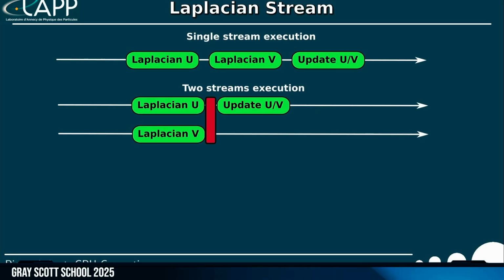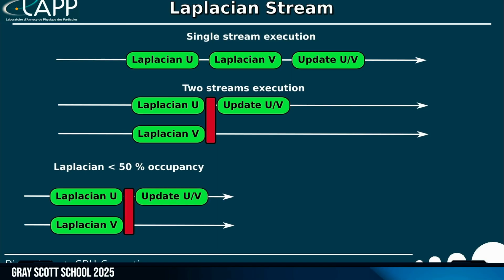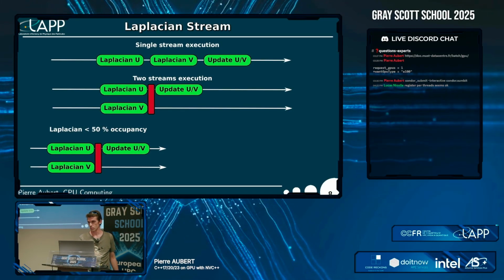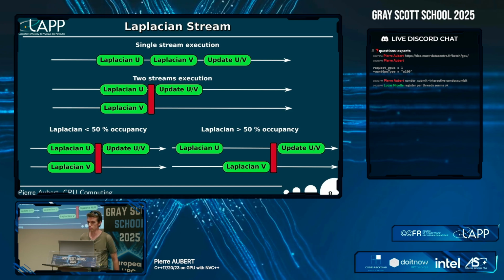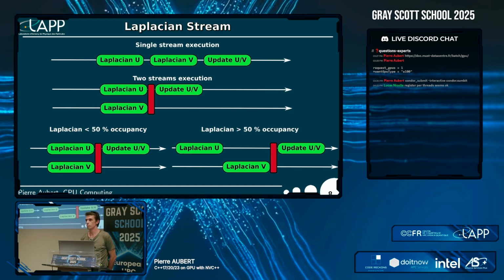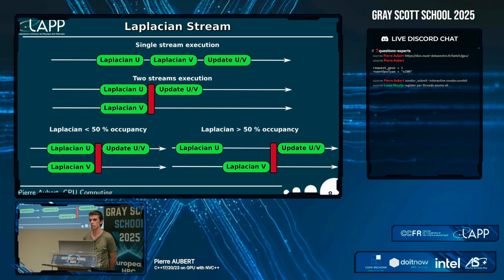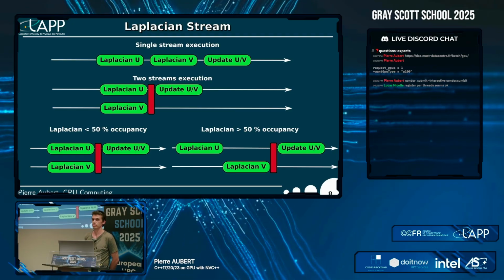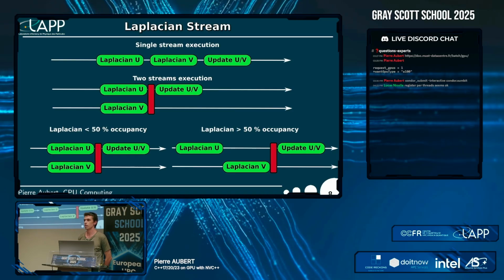Okay, so what we can say is if the Laplacian uses less than 50% of the occupancy of the GPU, it's okay for the scheduler. You can use 50% and 50% and no problem. You can execute both at the same time. But if they use more, 62% or 100%, you will have this one and be very disappointed because you say, okay, I use two streams, but I don't gain anything, and I just lose time and use this stream, because the kernels are really efficient.